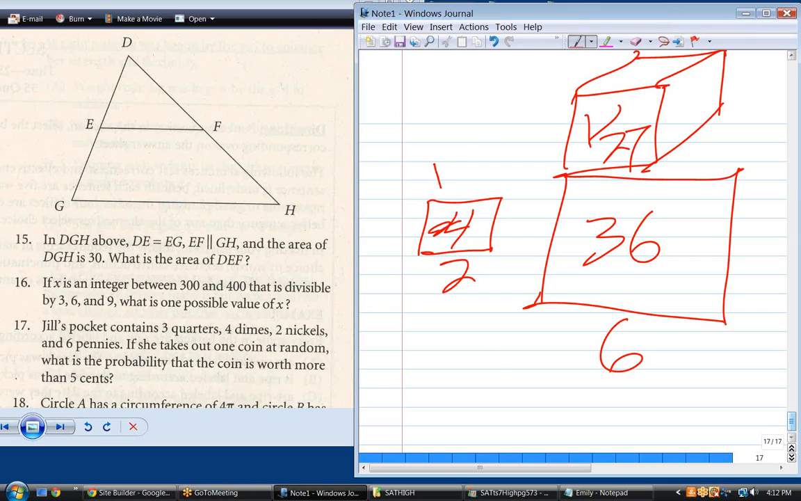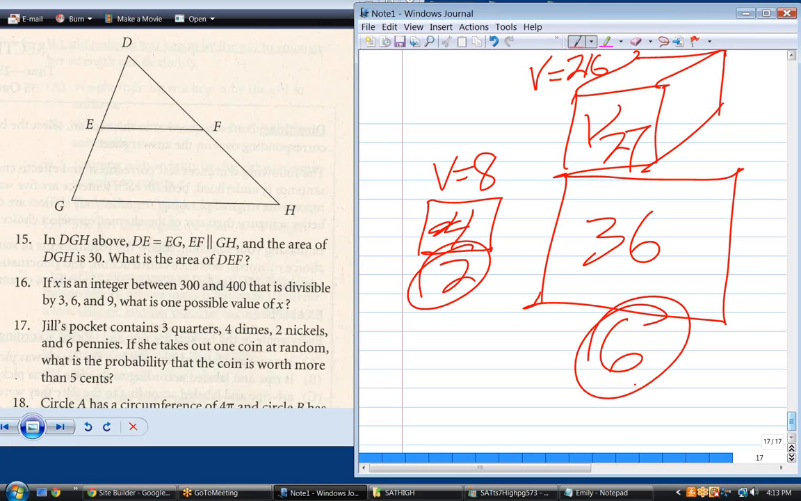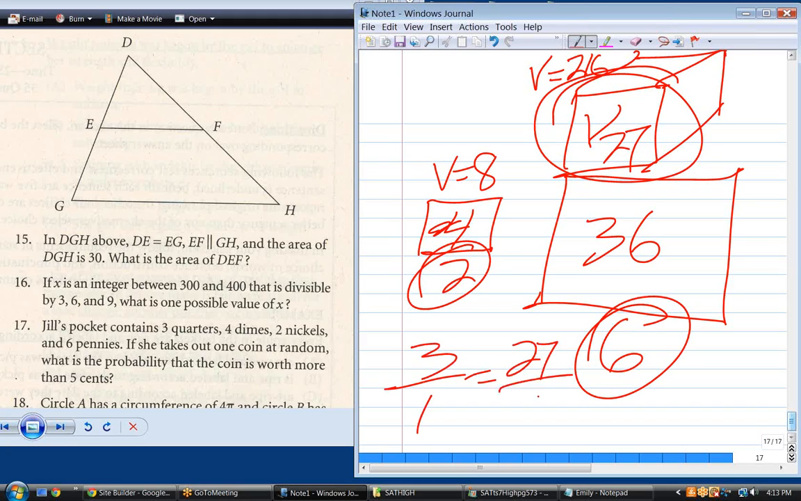Notice the volume of this cube is 8. The volume of this cube is 216, even though each side of this cube is merely 3 times the side of this. In other words, when you go from linear to square, you square the relationship. When you go from linear to cube, you cube that ratio. So what became a 3-to-1 ratio now becomes a 27-to-1 ratio by the time you're comparing volume.